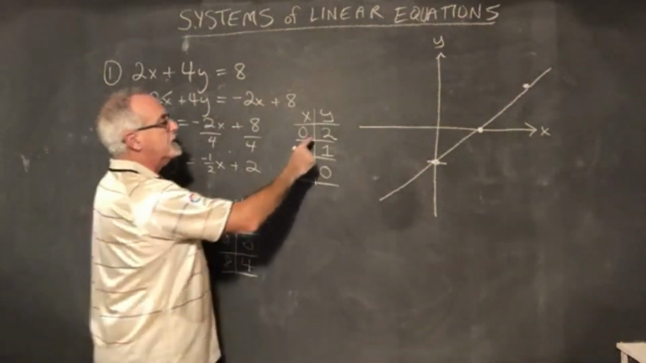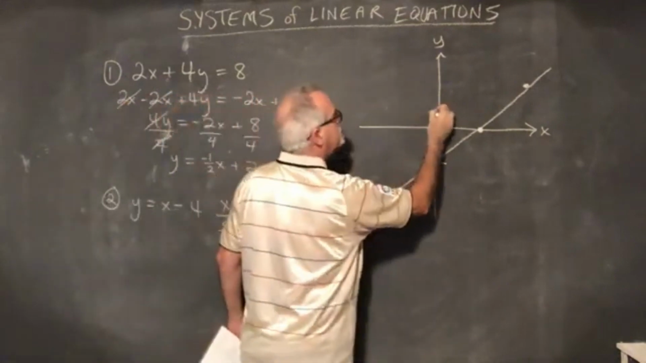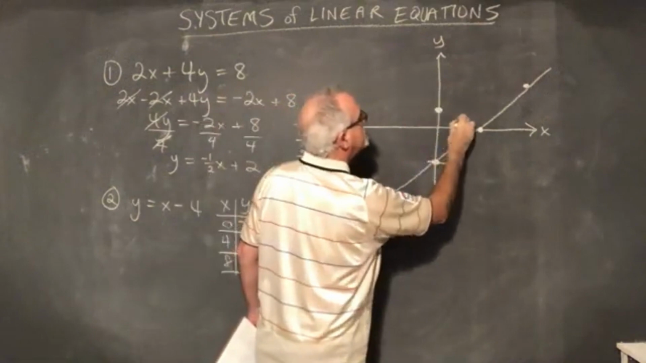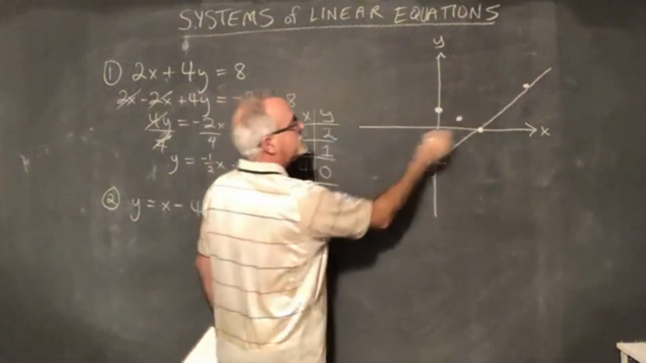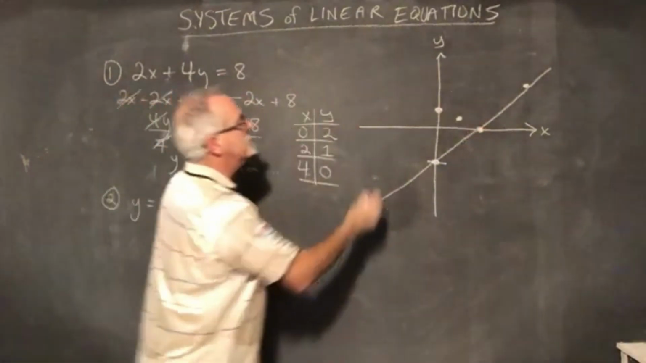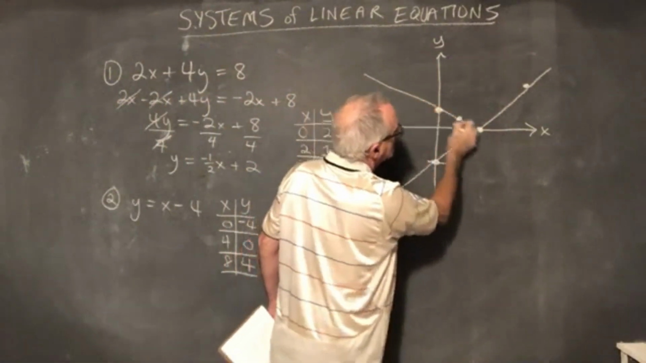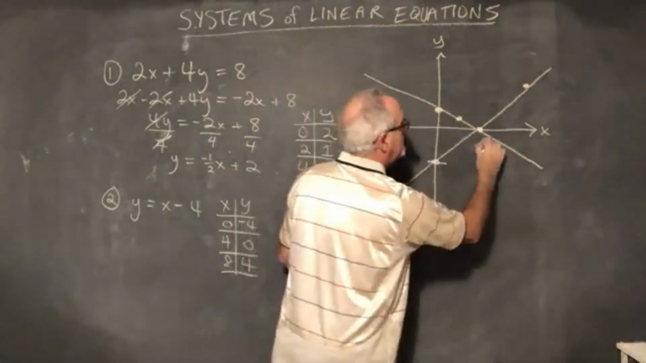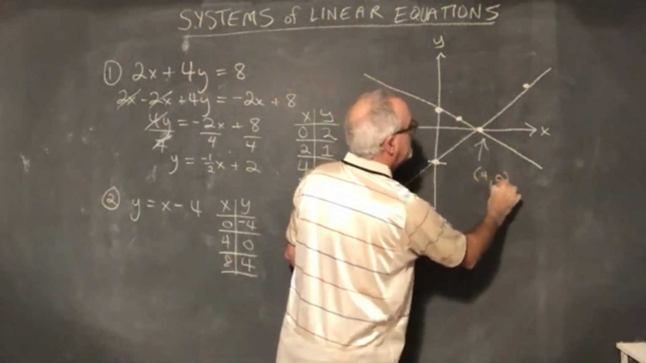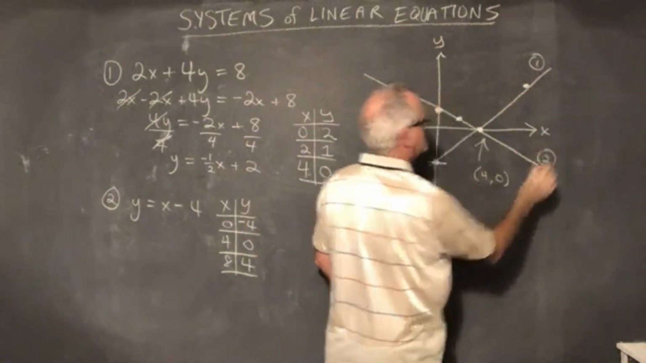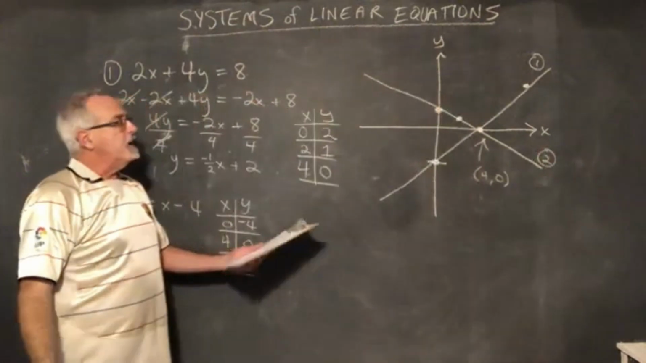The second equation, 0, 2 is going to be here. 2, 1 is going to be here. And 4, 0 happens to be a point that I already used in the other table of values. That's just luck. I draw a line through, and of course the point of intersection is going to be 4, 0. I want to label the lines. There's my equation 1, there's my equation 2. I have an answer. I use graphing to get the answer.